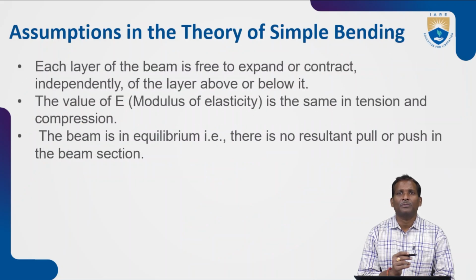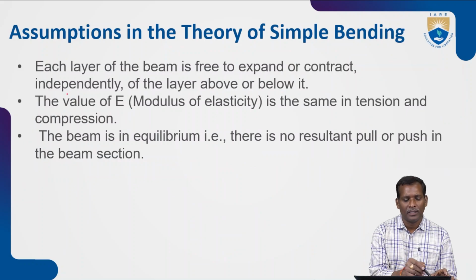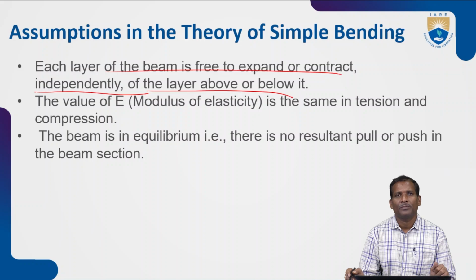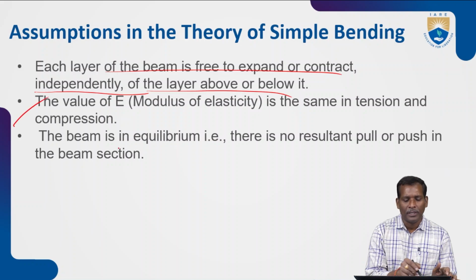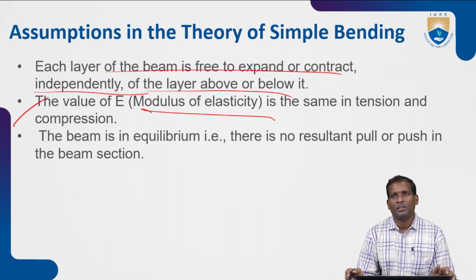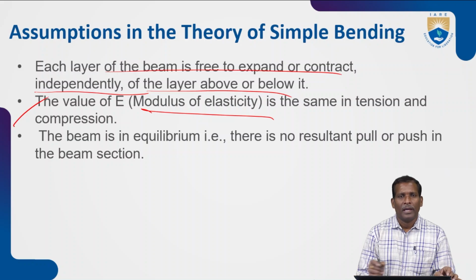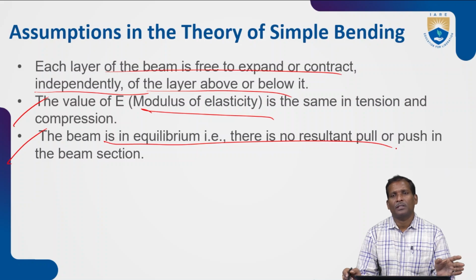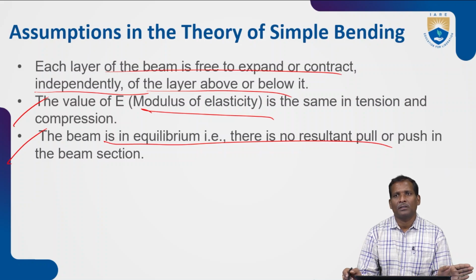And then each layer of the beam is free to expand or contract independently of the layer above or below it. And the value of E, the modulus of elasticity, is the same in tension and compression. And the beam is in equilibrium, so there is no resultant pull or push in the beam section.